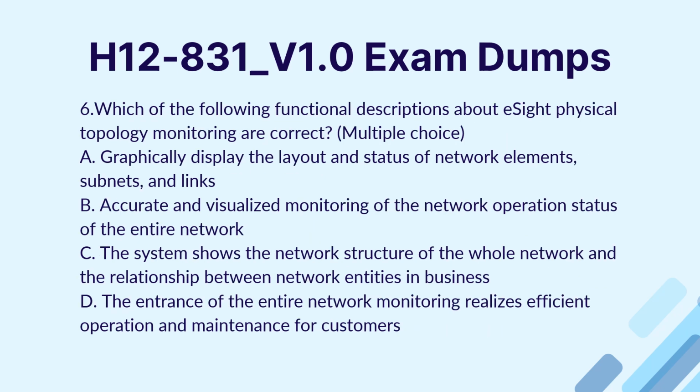6. Which of the following functional descriptions about eSight physical topology monitoring are correct? Multiple choice. A. Graphically display the layout and status of network elements, subnets, and links. B. Accurate and visualized monitoring of the network operation status of the entire network. C. The system shows the network structure of the whole network and the relationship between network entities in business. D. The entrance of the entire network monitoring realizes efficient operation and maintenance for customers.